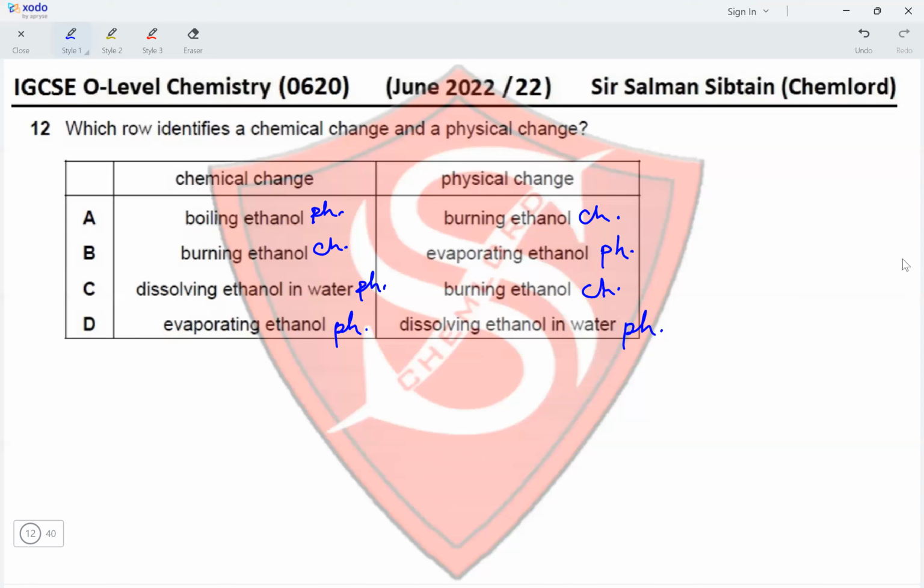So the question has asked us which row identifies a chemical change and a physical change. So we can see a chemical change only in option B, and we have a physical change corresponding to it in option B as well, making B the correct option for this question.